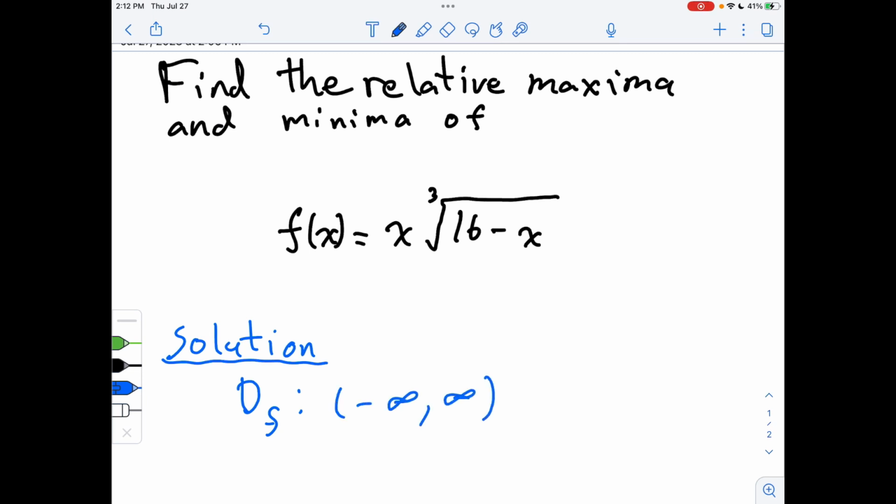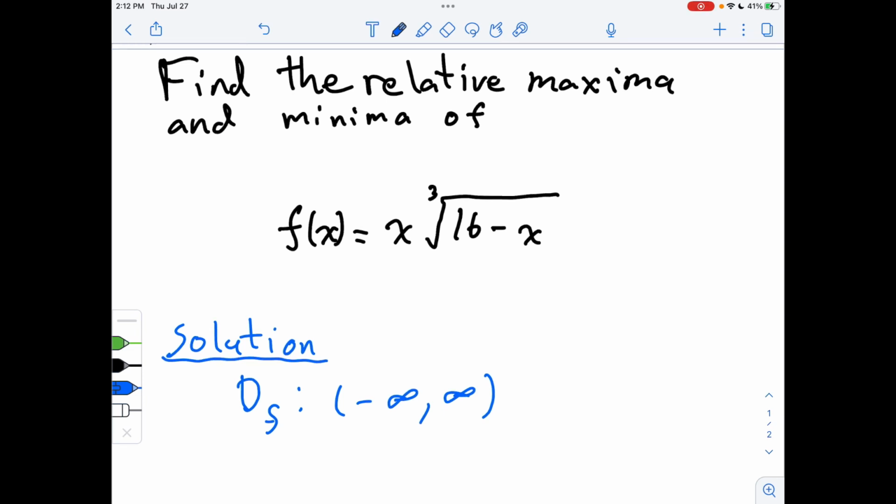Now, why is that? The part of the function, x, takes any number, not an issue. The cube root of 16 minus x takes anything as well. You can take the cube root of any real number, whether it's positive or negative, it doesn't matter. So in total, there are no restrictions on either part of this function, so our domain is all real numbers.